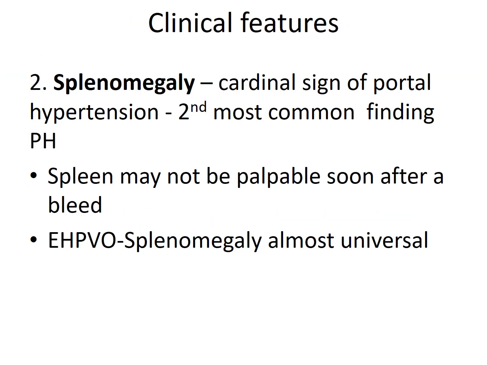Number 2 clinical feature, splenomegaly. It is a cardinal sign of portal hypertension and second most common clinical finding in case of portal hypertension, especially in the extrahepatic portal venous obstruction. Splenomegaly is almost universal, and this is the commonest cause of portal hypertension in case of children. And soon after bleed, spleen may not be palpable always.